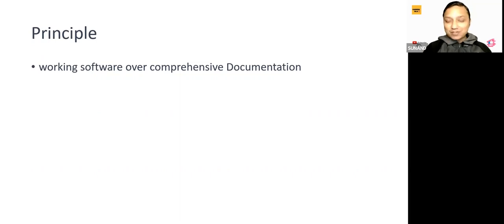However, this does not mean that there is no documentation in Agile. Agile teams still create and maintain various documents and records to help them understand customer needs, plan, track their work, and communicate with stakeholders. The goal is to create just enough documentation to support the team and stakeholders without adding unnecessary overhead. So let's see what all documents we can have in an Agile project.